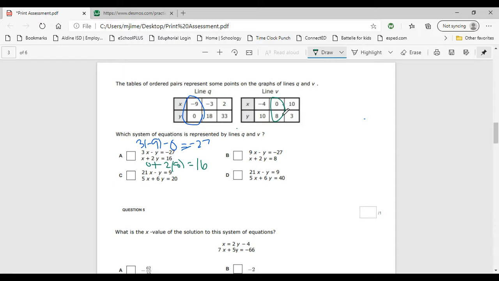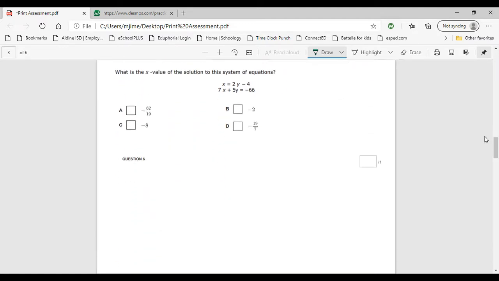equation and plug in the 0 and the 8. Remember, I'm getting these ordered pairs because they're from the table. I plug it in, 0 plus 2 parentheses 8 equals 16. If it does, then that would be my answer. The ordered pair that you plug into the corresponding equation must come out to equal what the equation says. That is the only way that you will say that it's a true statement.